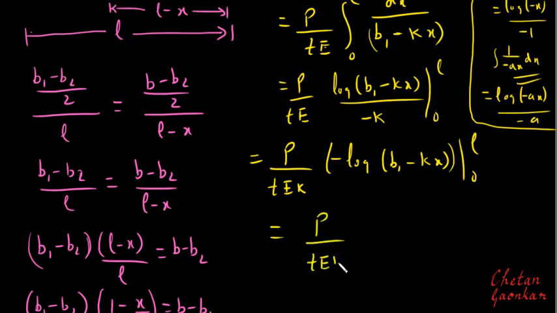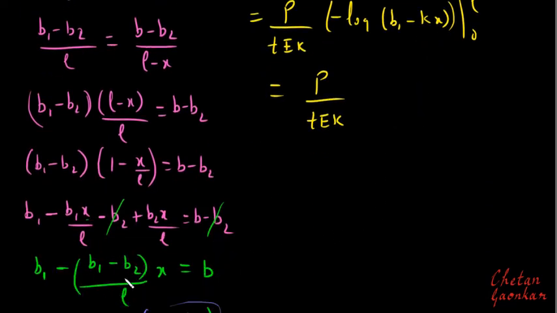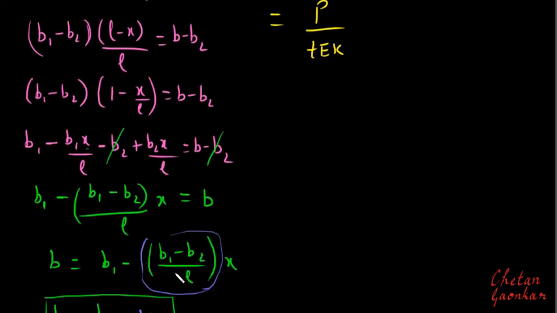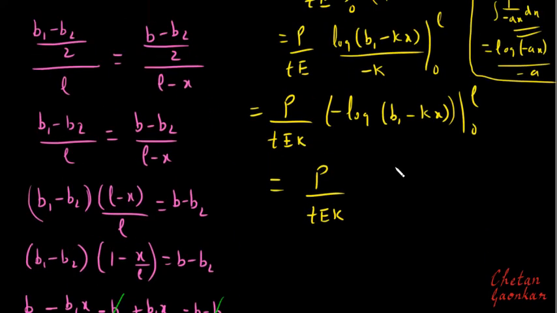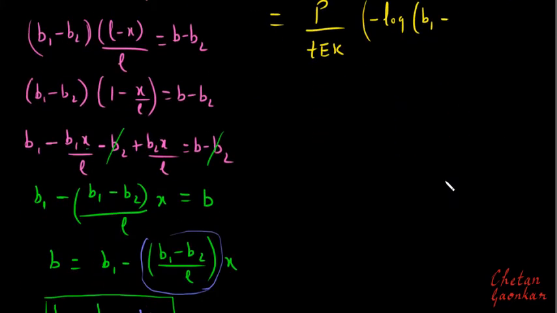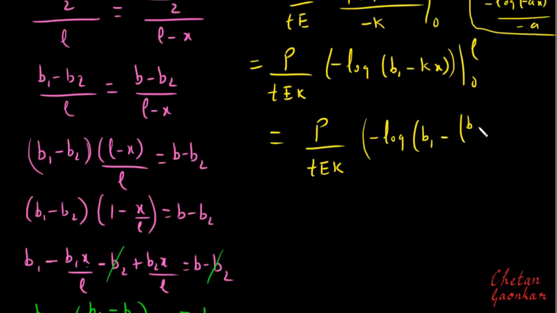P divided by TEK, and then again let me remind you what our K was. Our K was nothing but B1 minus B2 by L. So I also need to substitute that. Before writing the expression directly, let me substitute that. In place of K, I will write B1 minus B2 divided by L, and then I have this X here with me again. I need to close this bracket first and then this bracket. The limit goes from 0 to L.